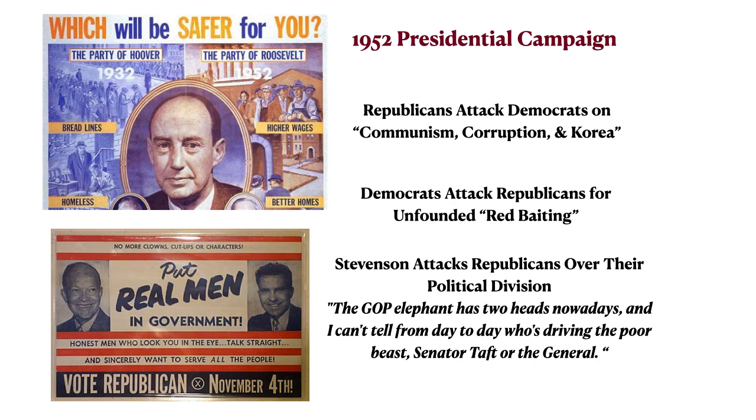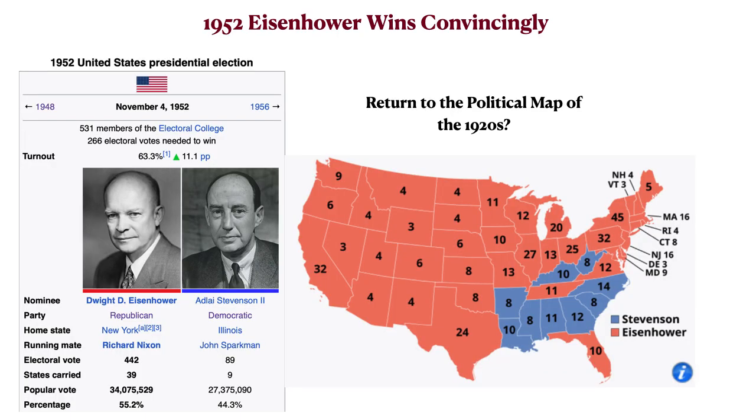And it's interesting, the poster I have here from the Republicans is all about sort of masculine power: put real men in government who will serve all of the people, no more clowns and cut-ups or characters. Kind of interesting. I'm not sure who they're referring to in that sense. I put this up partly because I have another slide which will tell you a little bit about how in 52 and in 56, the Republicans were also trying to appeal to women voters, more so than any other party had ever done. At any rate, Eisenhower wins convincingly in 1952.